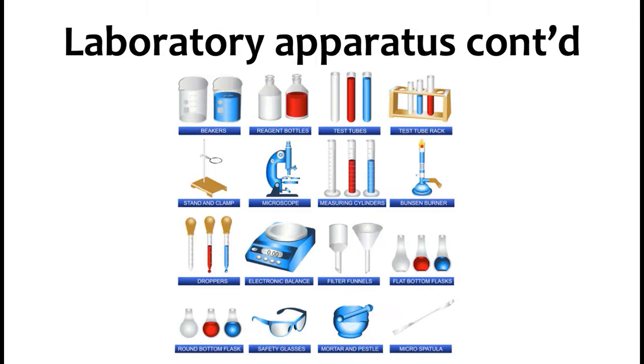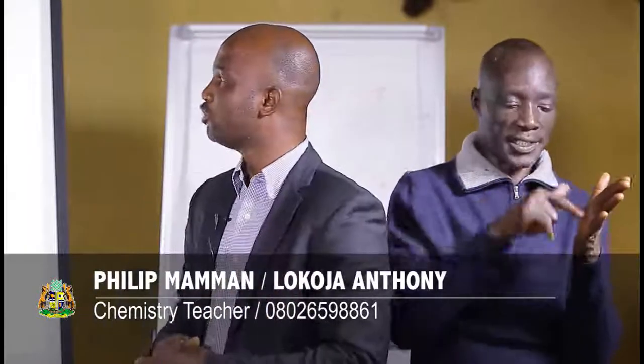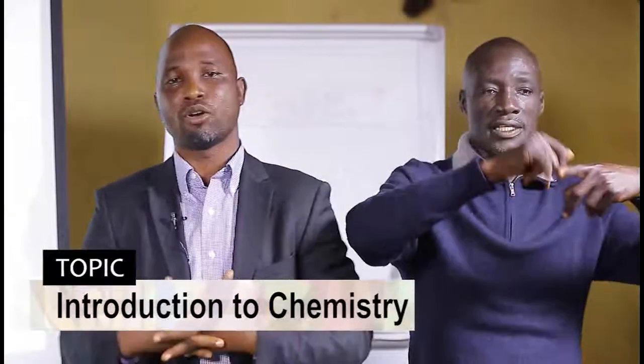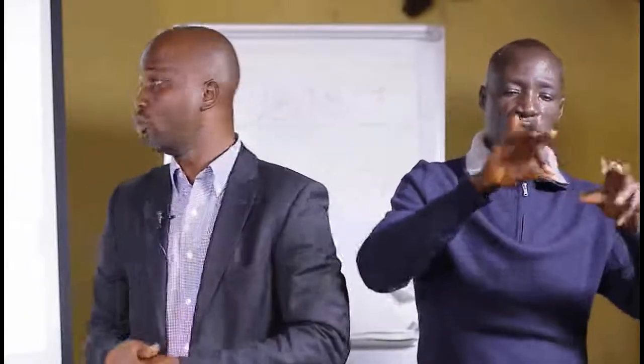Then we have beakers. Beakers are used to carry solution. They are of different sizes. Then we have the reagent bottle. As you can see, we have two major types of reagent bottles. We have the colorless reagent bottle and we have the amber colored reagent bottle. The amber colored reagent bottle is used to control the intensity of light that enters into the reagent, because some reagents are photochemical, so that chemical reaction takes place in those reagents.